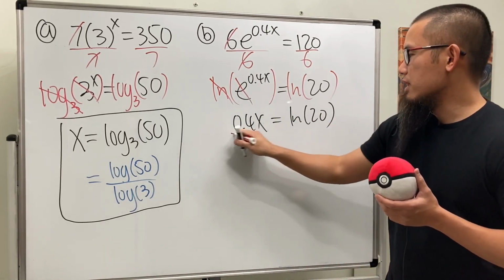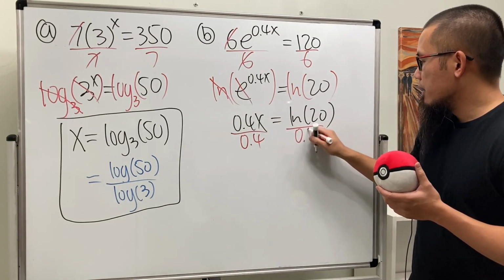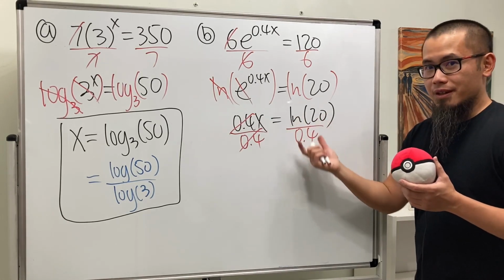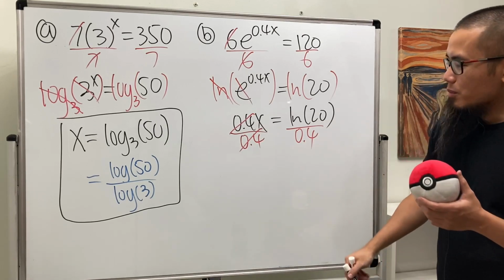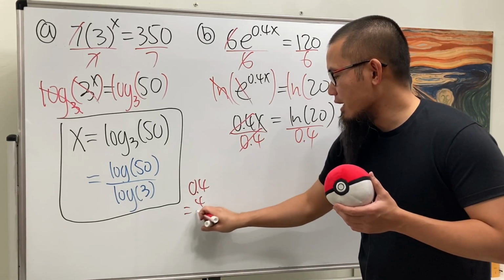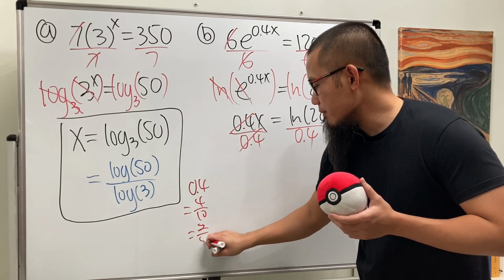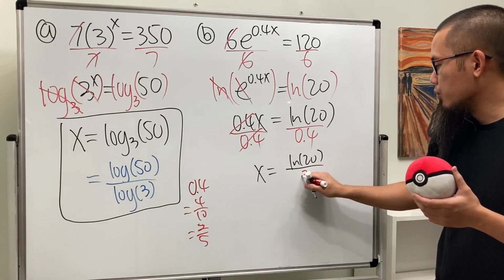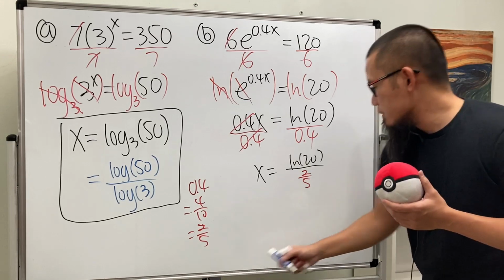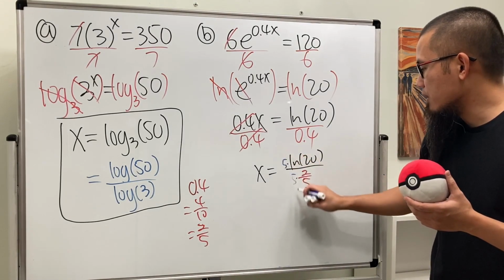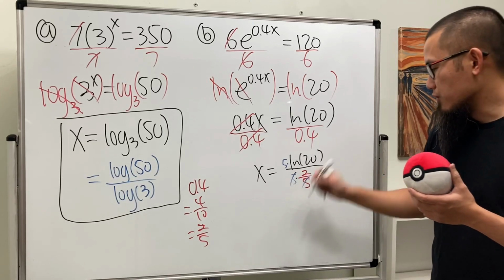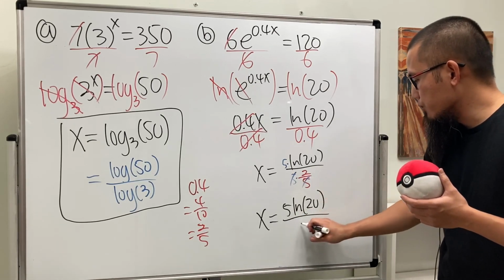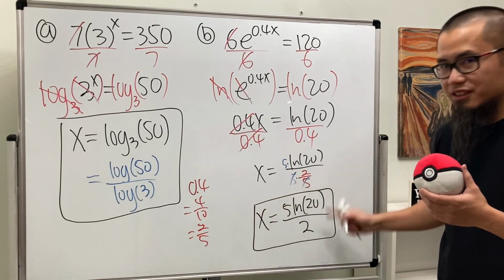And of course, let's just go ahead and divide both sides by 0.4. And that's pretty much it. However, usually we do not want to have a decimal instead of a fraction. So remember, 0.4 is the same as saying 4 over 10, which is the same as 2 over 5. So I'm just going to look at this as x equals ln 20 over 2 over 5. And we can just multiply the 5 here and also the 5 here so that we can just get this. So finally, x is equal to 5 times ln 20 over 2. And with that, we are done for that.